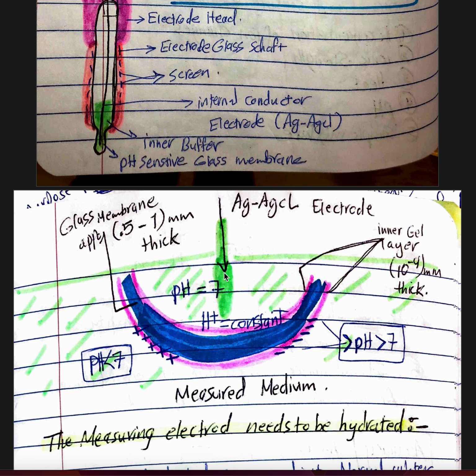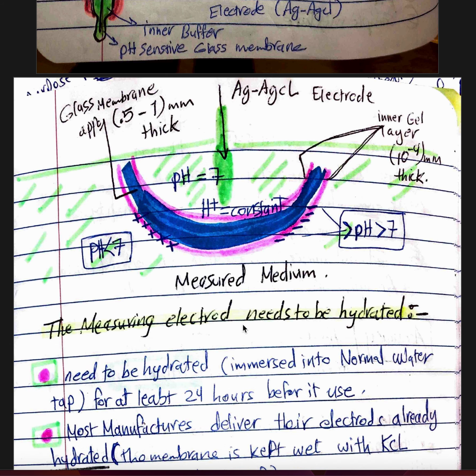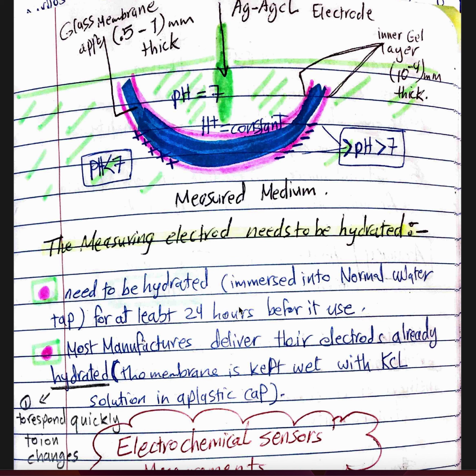The electrode that we use for the measurement is the AgCl electrode. The measuring electrode needs to be hydrated. That is so important to know.